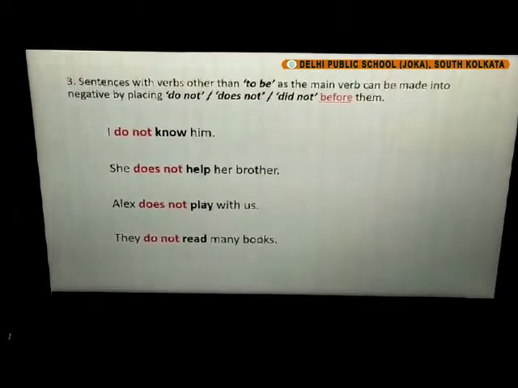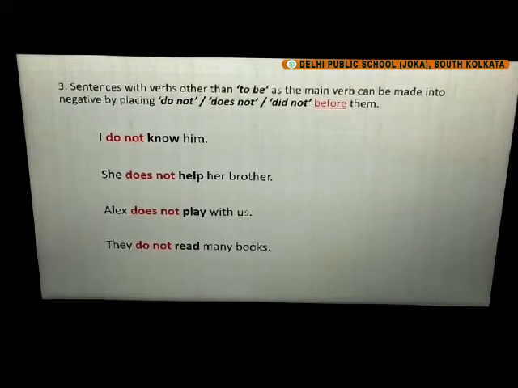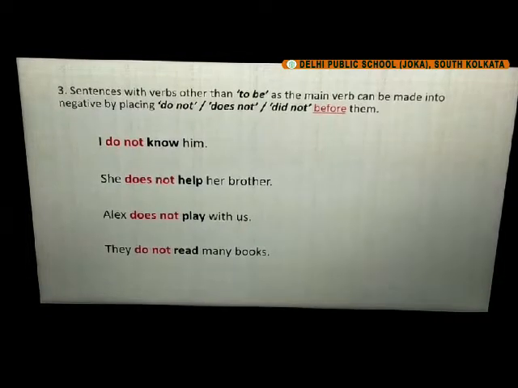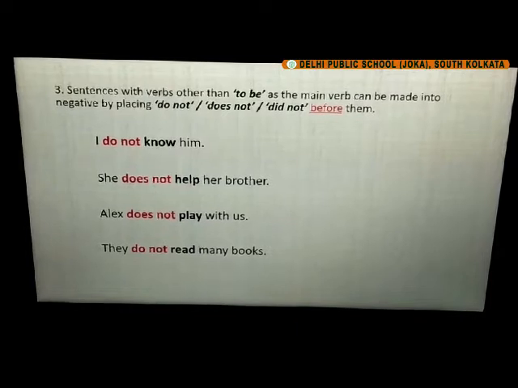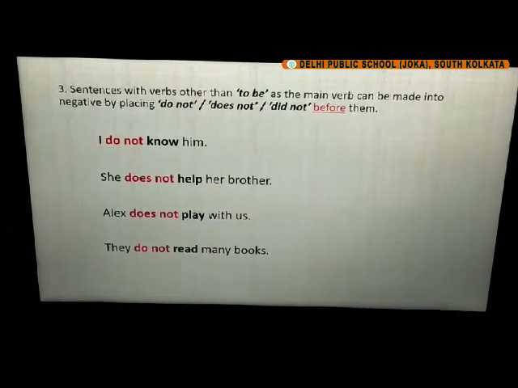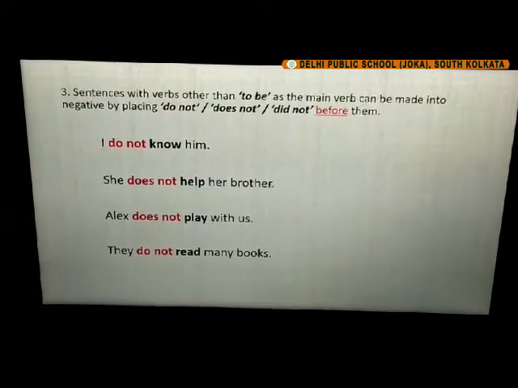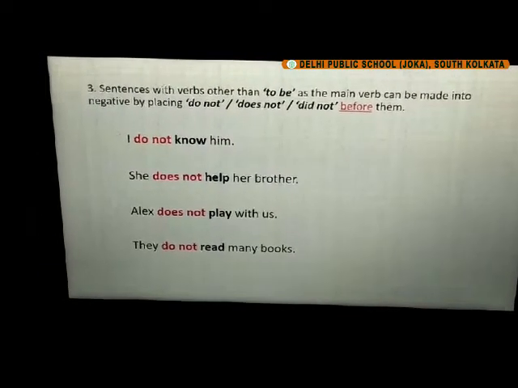Now look at this one. Principle 3. Sentences with verbs other than to be as the main verb can be made into negative by placing do not or does not or did not before them. Alright, see here the main verb is something other than the to be verb. Alright, look at the examples below.